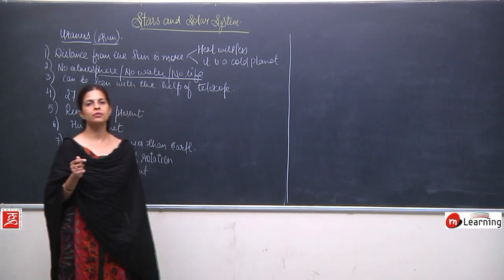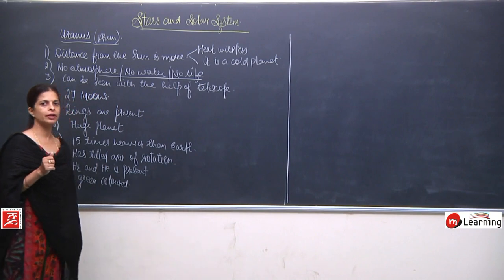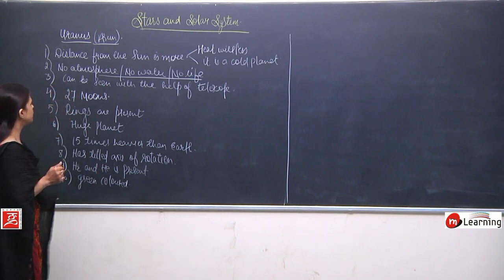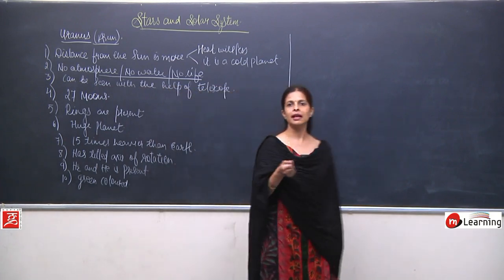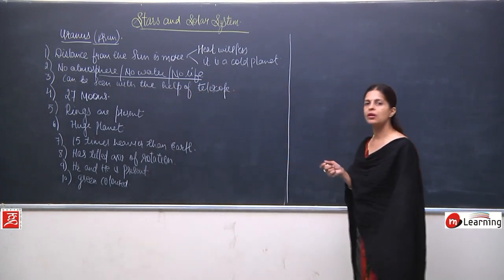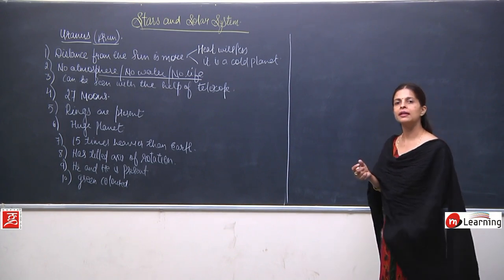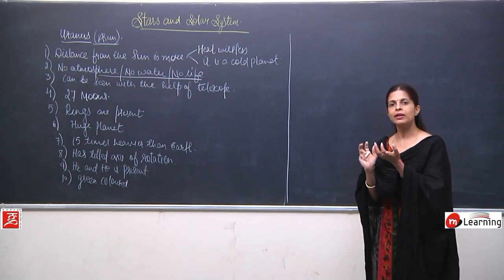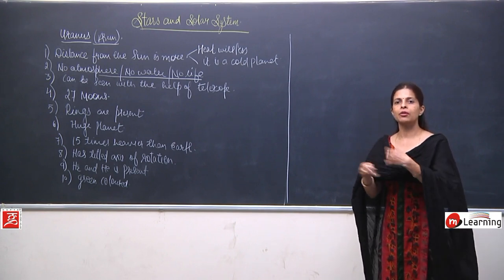In Hindi, this one is known as Arun. And it is also heavier than Earth. It has got 27 moons, and it is also a huge planet. It is 15 times heavier than Earth. The axis is totally tilted. So when it rotates, it seems that it's doing a somersault, and it's totally rotating.